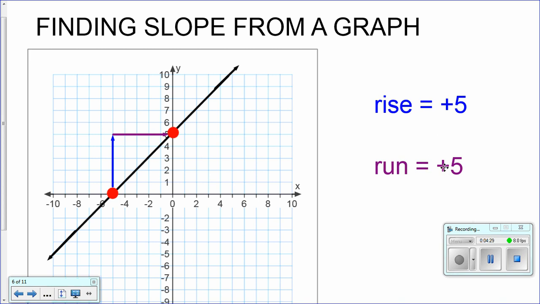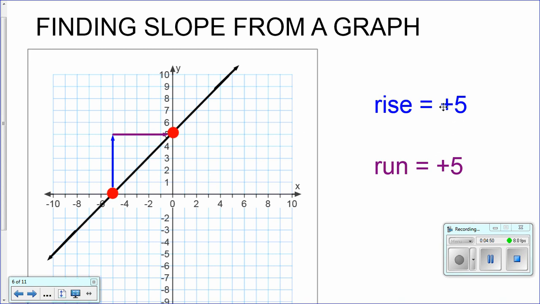So my run is 5 spaces. Because I went up, it's positive. Because I went to the right, it's positive. That's also where the positive numbers are headed for both directions. If I was going down, it would be -5. If I was going to the left, that would be -5 as well. Okay? So up and to the right, those are both positive.